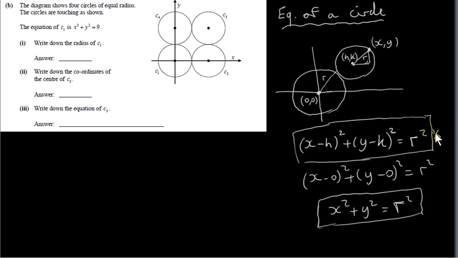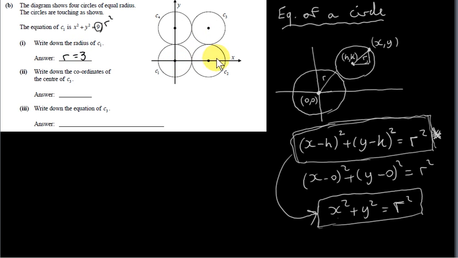Well, this is really the key formula. Everything is built on this formula here. So starting from this, you can quickly show that a circle centered at the origin has this simpler form. So the circle C1 in the question is x squared plus y squared equals 9. So now we know that this number here is the radius squared. So if the radius squared is 9, that means the radius must be equal to 3. The square root of 9 is 3.